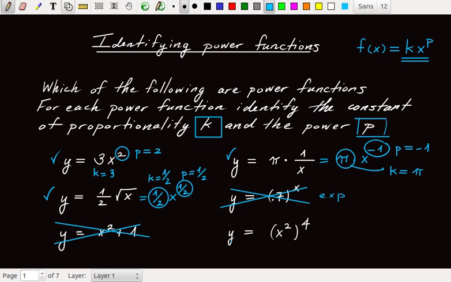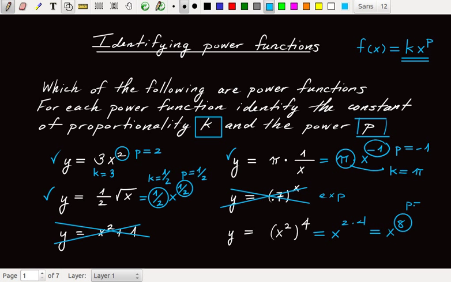What about this last example? y equals x squared to the 4th. There's a power, but there are two powers. How do we resolve this? Well, you remember there's a law of exponents that says if you take one power and raise it to another, you multiply the exponents. So it's the same as x to the 2 times 4, or the same as x to the 8.